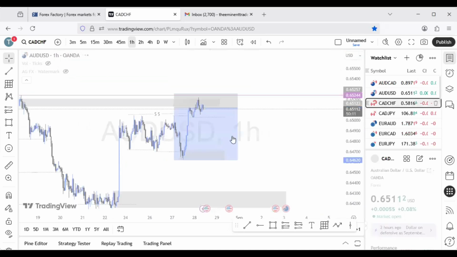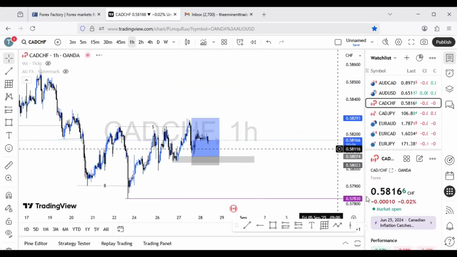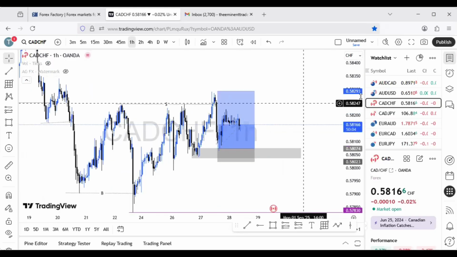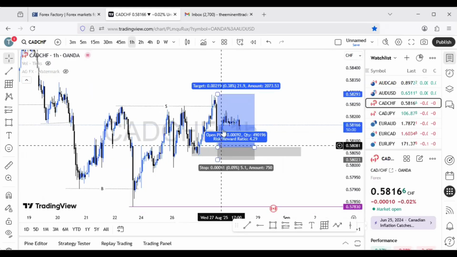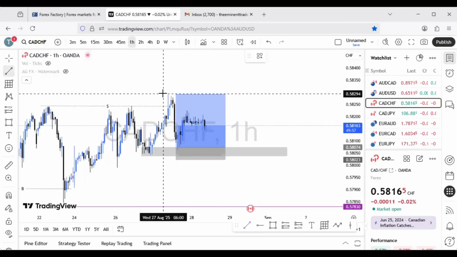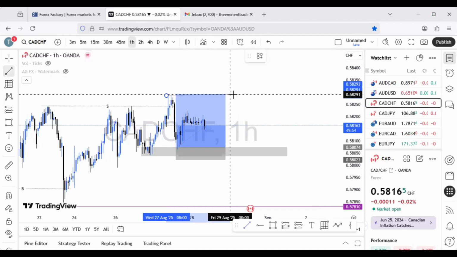Then for Card Chef, this one is still currently running. So there's really nothing much to talk about here. He shifted, came for this other block and is buying. But then he needs to break here. That's why the target is at that point. He needs to break here to continue.